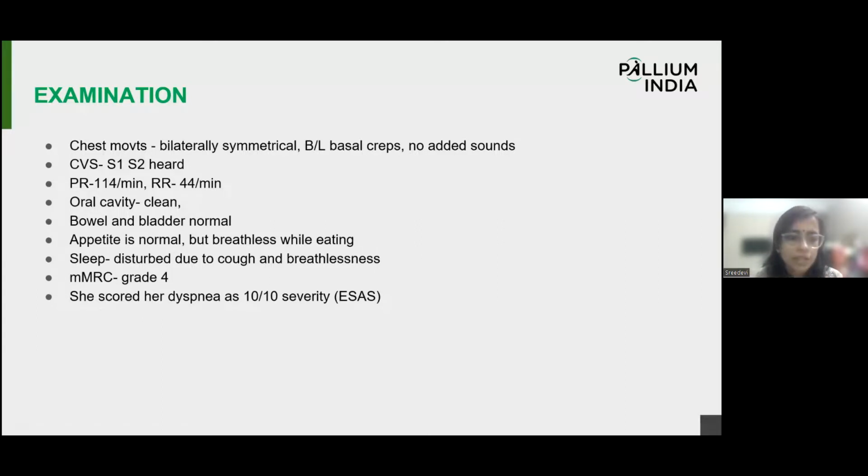And these were the basic examination findings, and her dyspnea was so severe, grade 4. As I mentioned, sleep was very much disturbed. She couldn't eat because while eating she becomes breathless, so she was scared of eating. "I don't want to eat because it makes me so breathless." She scored her dyspnea 10 out of 10 in severity, nothing less than that in the last few months.